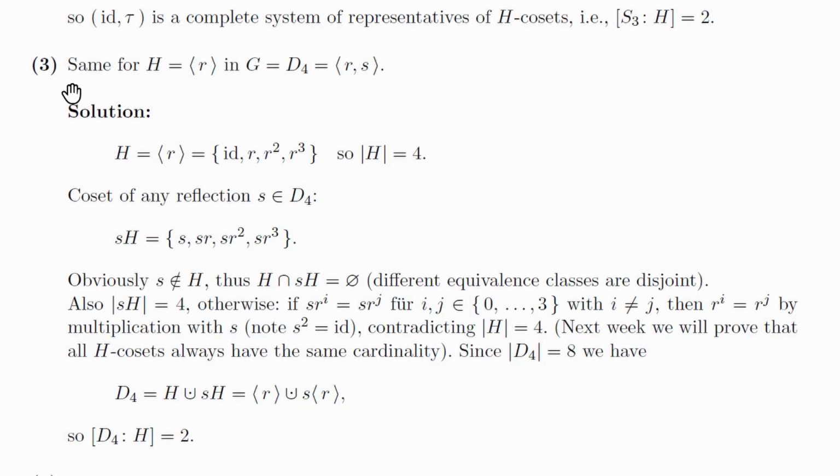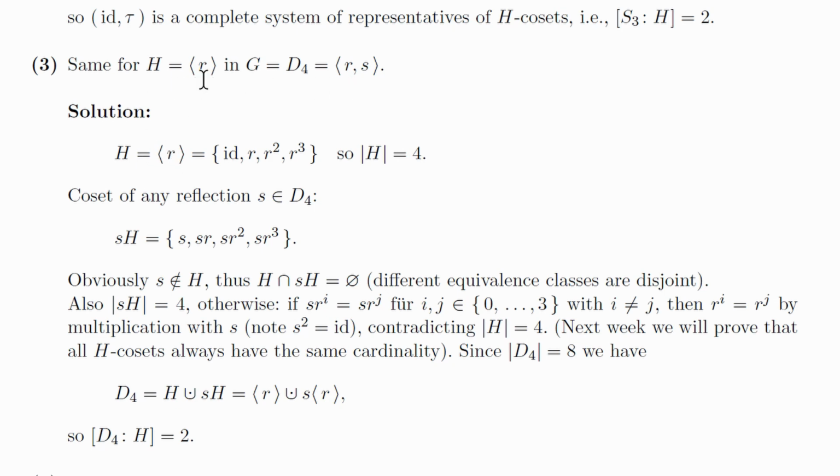Exercise number 3, we are supposed to find the index of this cyclic subgroup, where R is the rotation by 90 degrees, and this is a subgroup of the dihedral group of the square, so all the symmetries of the square. And we saw many times that this is generated by the rotation by 90 degrees counterclockwise and any reflection about one of the 4 symmetry axes.